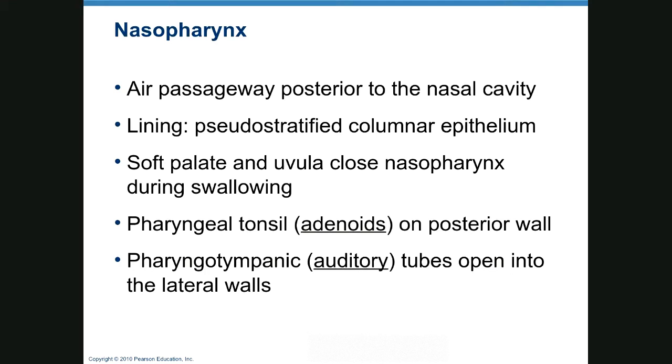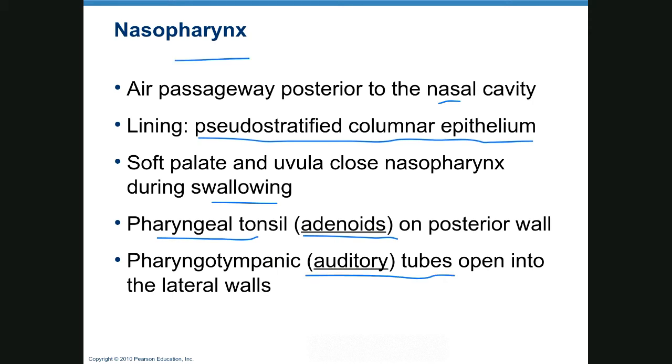Nasopharynx: passageway behind the nasal cavity, lined with pseudostratified columnar epithelium. The soft uvula closes during swallowing. Now, the pharyngeal tonsil or adenoids, as well as the auditory tubes, are in the nasopharynx.